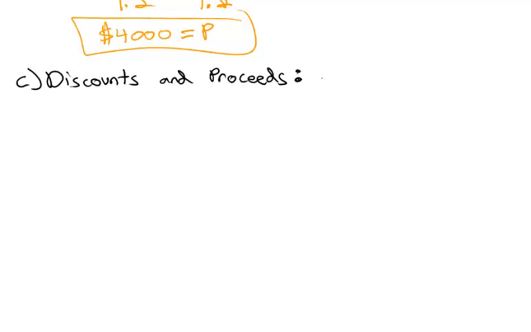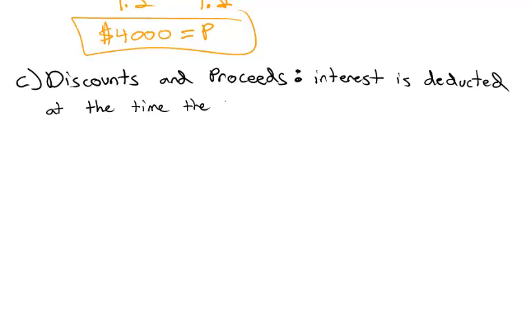So the idea of discounts and proceeds is the interest is deducted at the time the loan is made. Again, I write a check for $110, and they give me $100 cash. So I've essentially taken a $100 loan, and then the $10 is the interest. I just paid it up front for the loan.